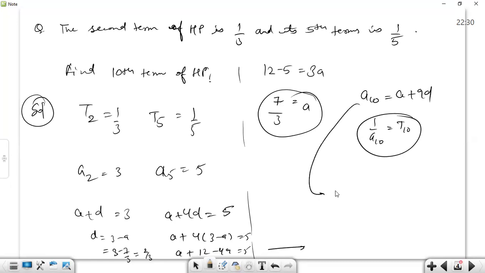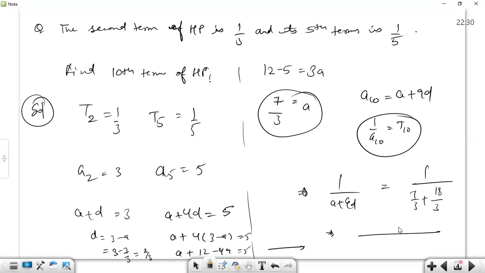Now we have to find the HP term, which is 1 by a10, which will be 1 by a90. 1 by a is 7 by 3 plus 9 into d. So 9 into 2 is 18 by 3. Taking the LCM, 18 plus 7 becomes 25 divided by 3. 3 goes up and 25 remains down. So 3 by 25 is the correct answer.